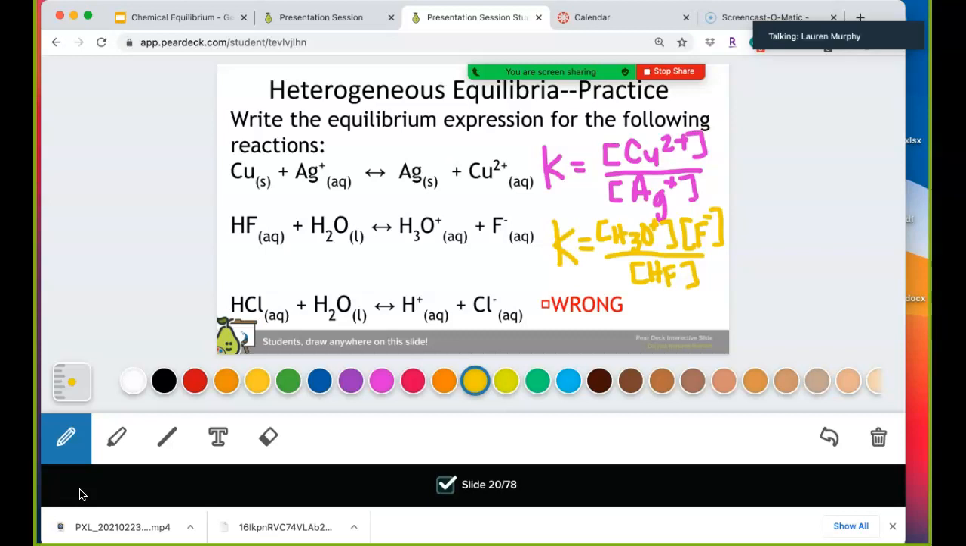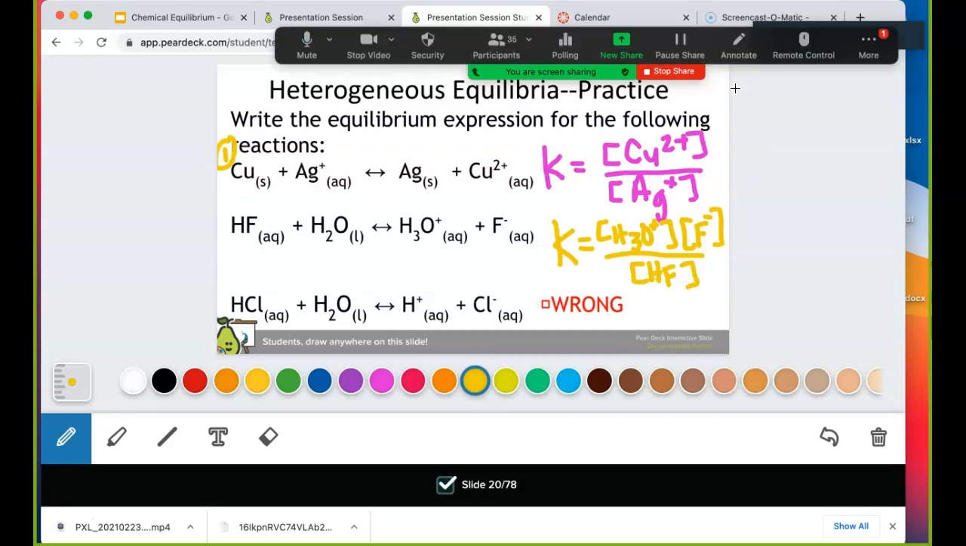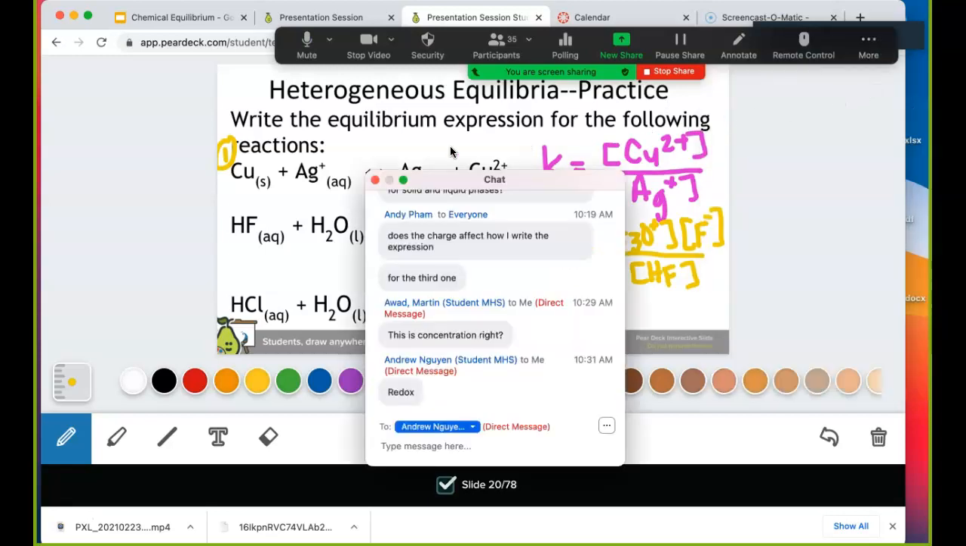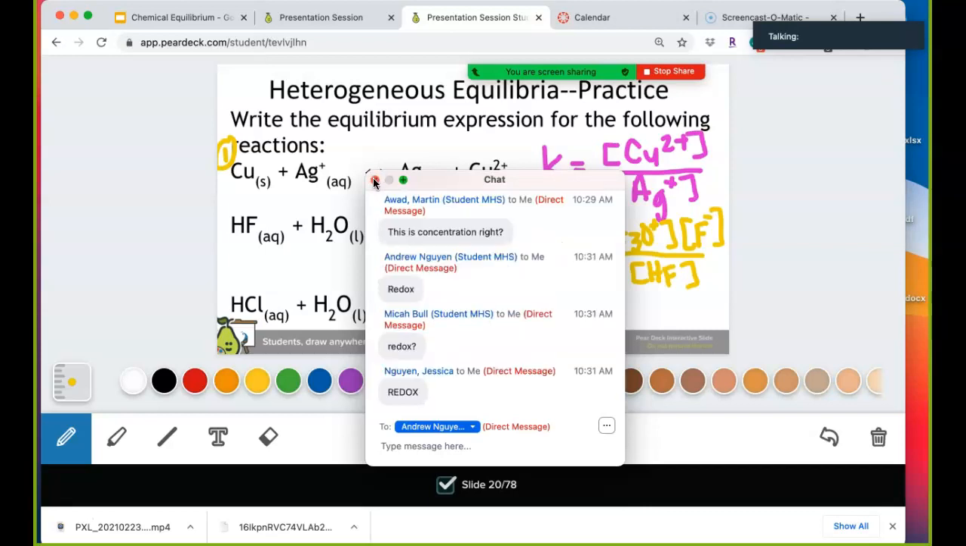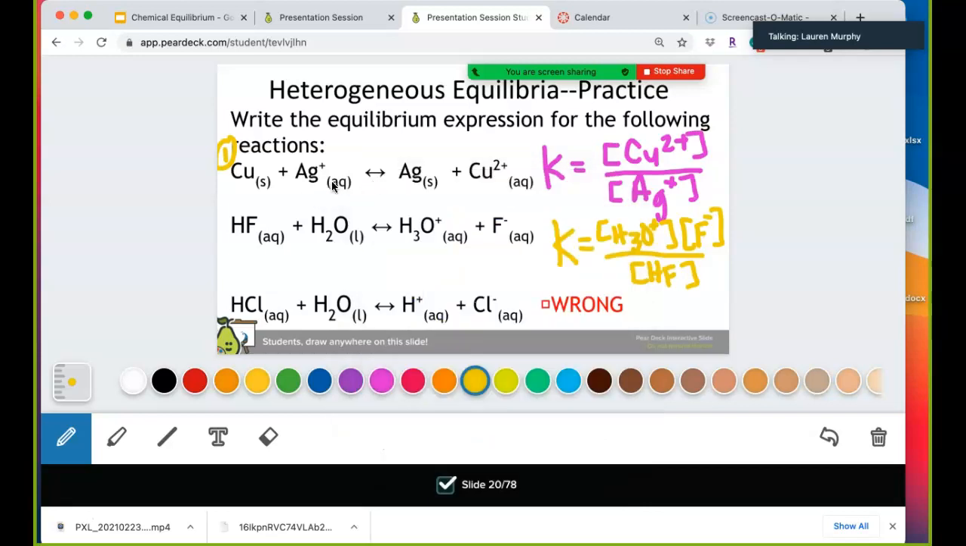All right. Now I do want to do a little bit of review real quick because I realize that, at least so far, very few kids can classify the first reaction. What type of chemical reaction is the first reaction? Oh, awesome. Yay. So Andrew, Micah, Jessica, yes. Guys, this is a redox reaction.